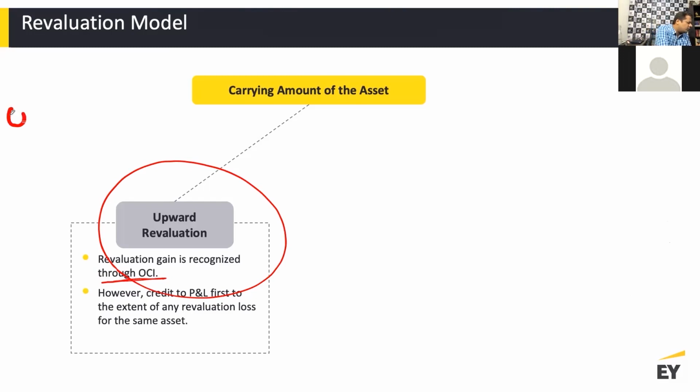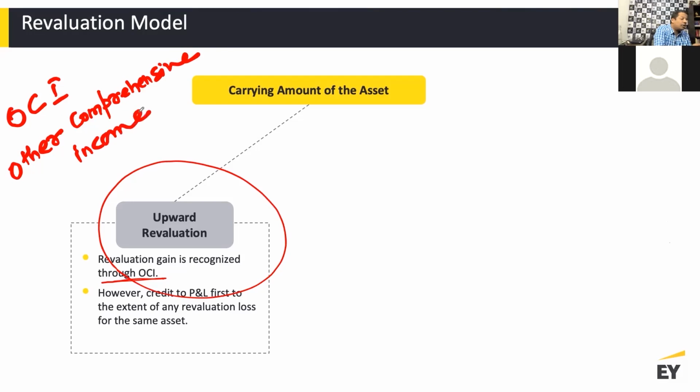So what is the meaning of OCI? OCI stands for other comprehensive income. Okay, it doesn't come to profit and loss account. That is important for you to understand. If there is a revaluation gain, it goes to other comprehensive income. However, credit to P&L first to the extent of any revaluation loss for the same asset.